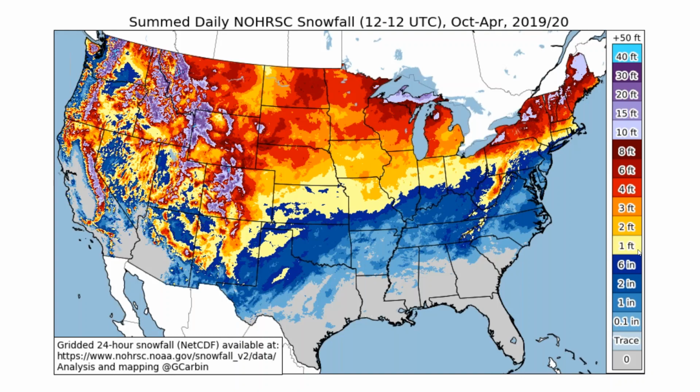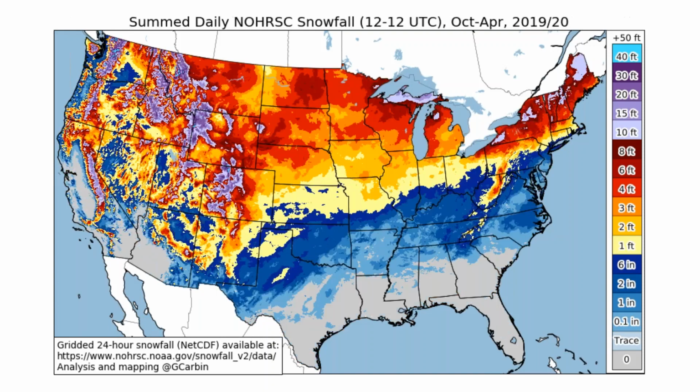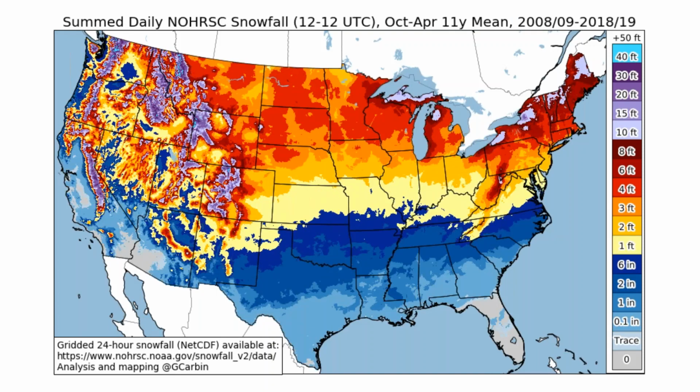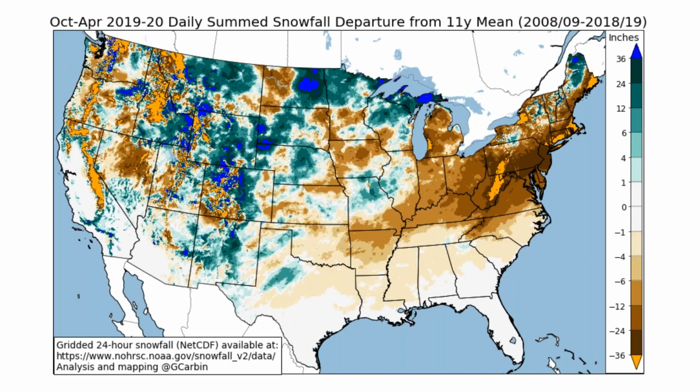If you go to the next plot, we now have 11 years of gridded snowfall data from NOAA. So we can do departure maps or means. This is the mean over that same period of time. And maybe if you want to toggle back to the first one and this one, you get some idea of, and I'll show you a departure map in a minute, but you can certainly see that the mean's a little smoother than the current season. And then if we go to the next slide, you'll see the departures here, which are kind of striking in the east.